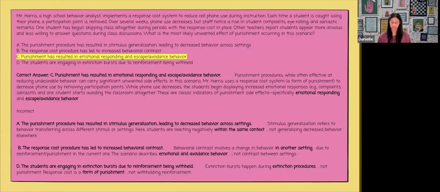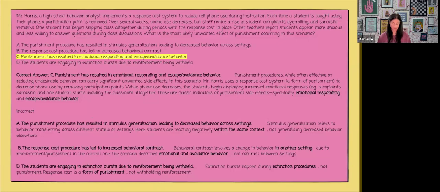In this scenario, Mr. Harris uses a response cost, a form of punishment, to decrease phone usage by removing participation points. While phone use decreases, the students begin displaying increased emotional response, complaints, and sarcasm, and one student starts avoiding the classroom altogether. These are classic indicators of punishment side effects, specifically emotional responding and escape and avoidance behaviors.